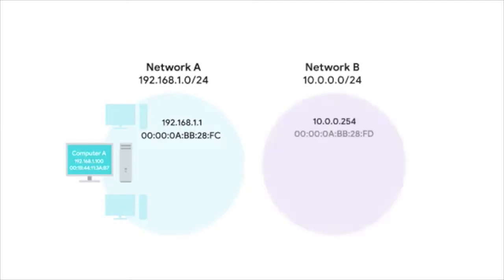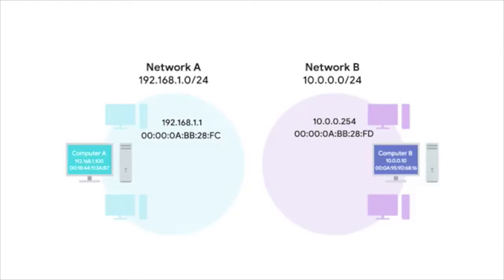We'll call the second network Network B, and give it an address space of 10.0.0.0/24. The router has an interface on each network. On network A, it has an IP of 192.168.1.1, and on network B, it has an IP of 10.0.0.254. Remember, IP addresses belong to networks, not individual nodes on a network.